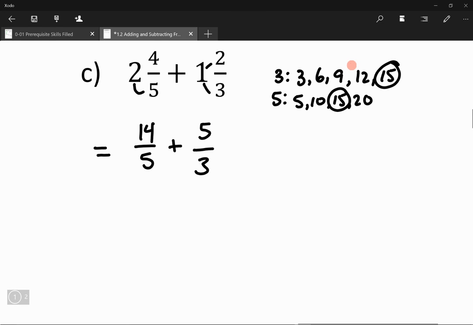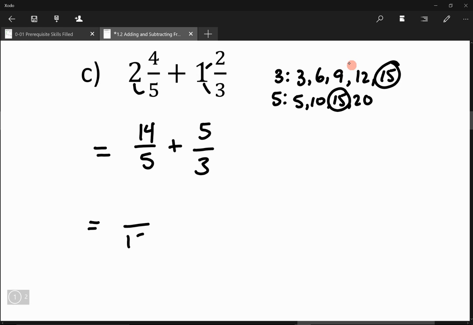So 15. If I write this in terms of 15 and this one in terms of 15, what do I have to do? You have to multiply the 5 by 3 to get 15. So I'm going to multiply the 14 by 3. So 14 times 3 is 42. And if 3 times 5 gives me 15, then 5 times 5 is going to give me 25.